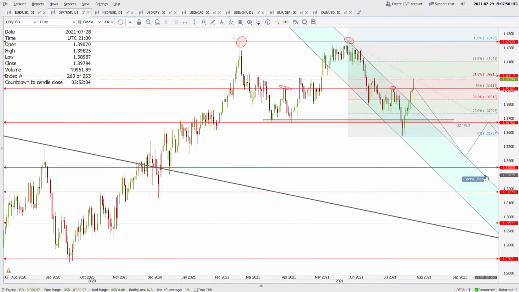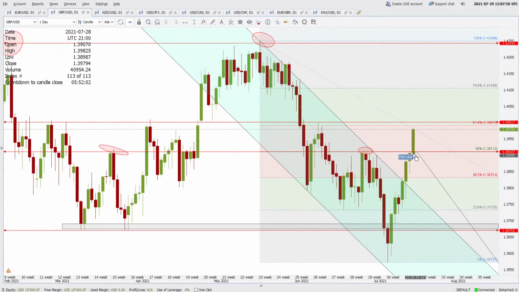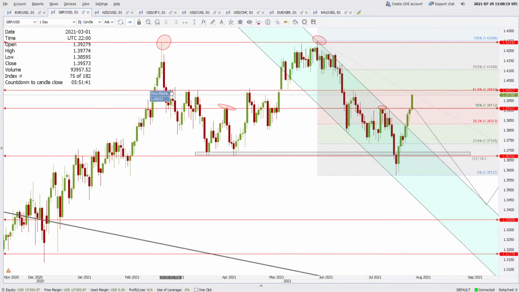Talking about the Great Britain pound, yesterday we were talking about this area, that there is a chance the price will get rejected from here. If not this, then the 61.8%, which is almost in line with the psychological handle of 1.4000, and also this is a recent resistance. You see how many times in the past, 1, 2, 3, 4, 5, six times it has been rejected. So why not look for another rejection here?